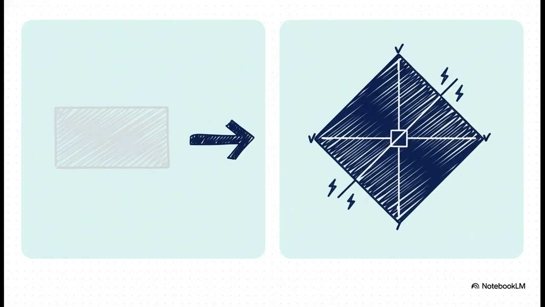Next, let's meet the rhombus. Now, it's also a parallelogram deep down, but its special power is all about its sides. All 4 of them are exactly the same length. And it has another really cool trick. Its diagonals are perpendicular, meaning they cross each other at a perfect 90-degree angle.